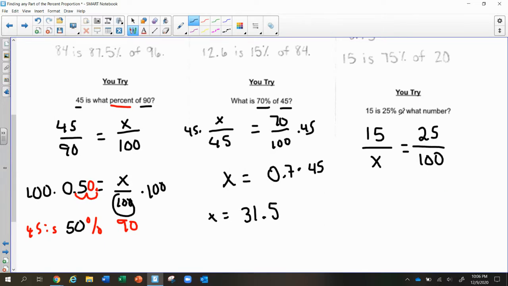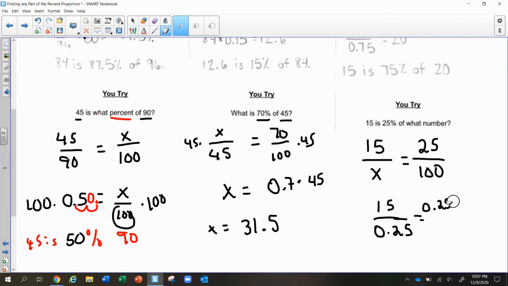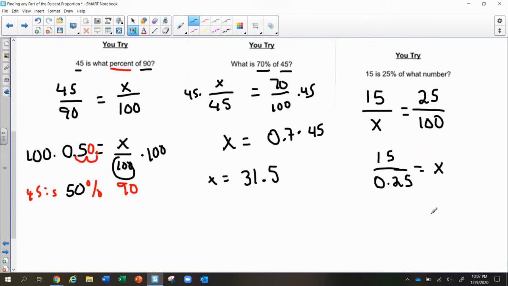Awesome. If we did it the way that we talked about here, though, we're going to convert this to a decimal, so that's 0.25. And then instead of multiplying by something, we're going to actually divide. So we're going to divide 15 divided by 0.25. And that's actually going to equal our whole, or our x.